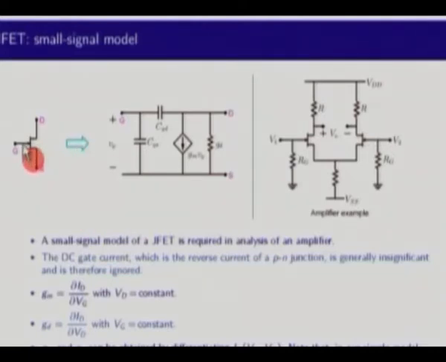So what is an appropriate model for a JFET? We notice that between the gate and source we have a P plus N junction, between the gate and drain also we have a P plus N junction. That means very large resistances. These resistances are so large that we can just treat them as open circuits.